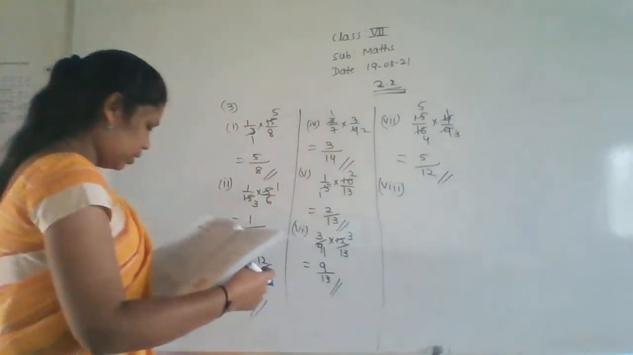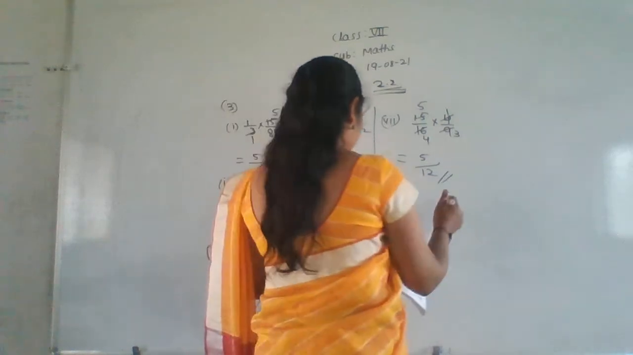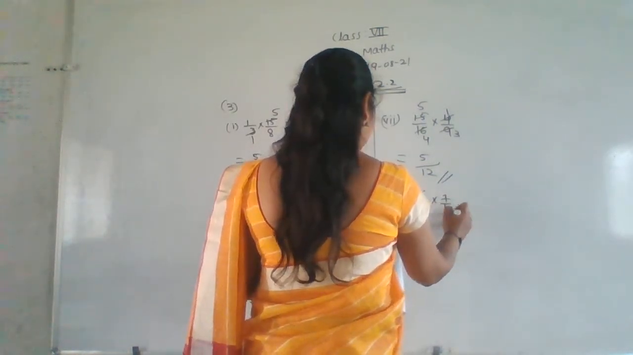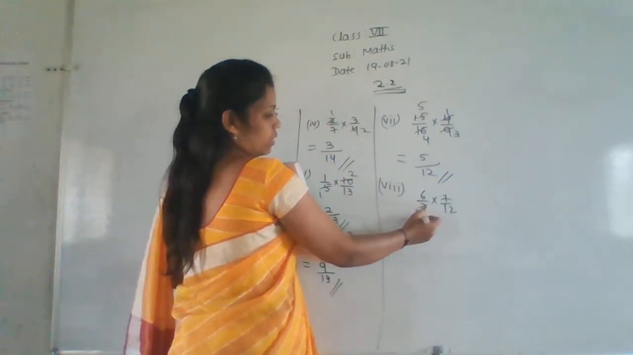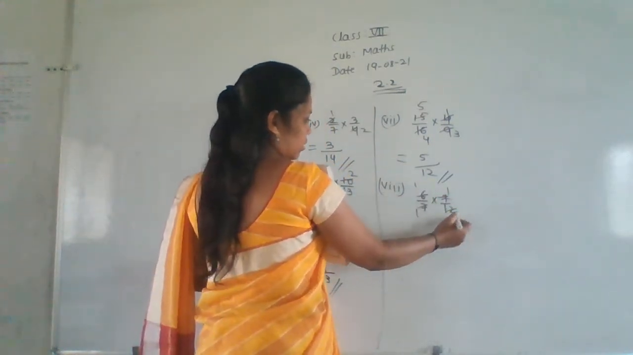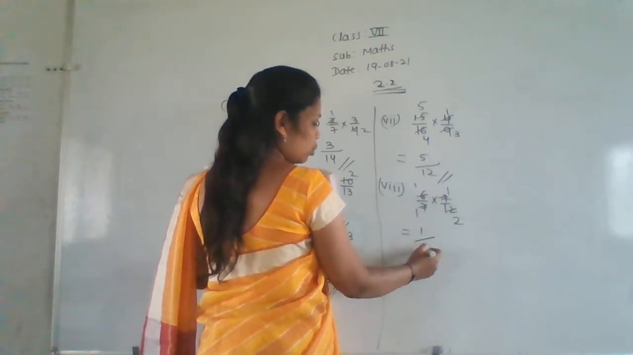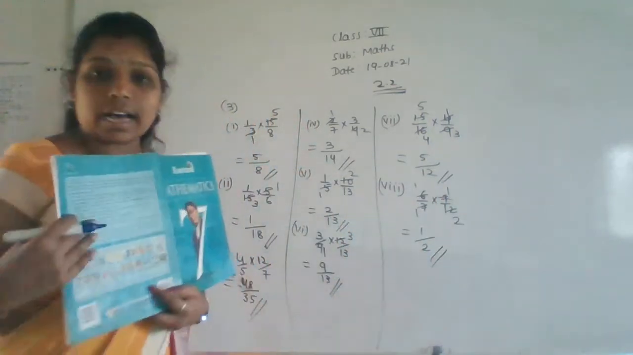Next, eighth one. Last problem of learning. 6 by 7 into 7 by 12. Single. 7 ones are 7, 7 ones are 7. 6 ones are 6, 6 twos are 12. 1 into 1, 1. 1 into 2, 2. 1 by 2 is the answer.